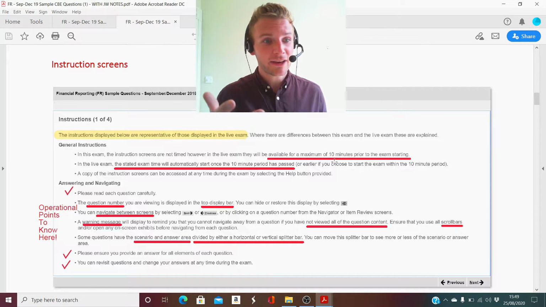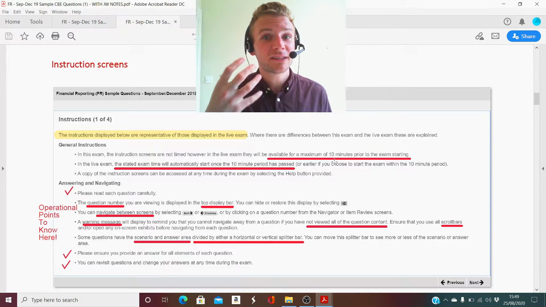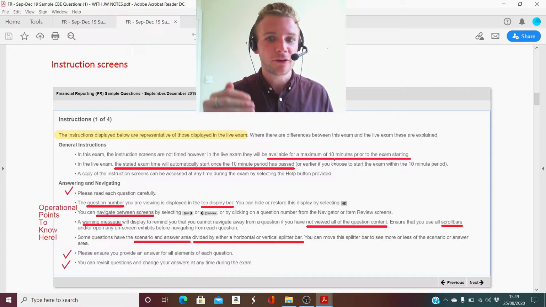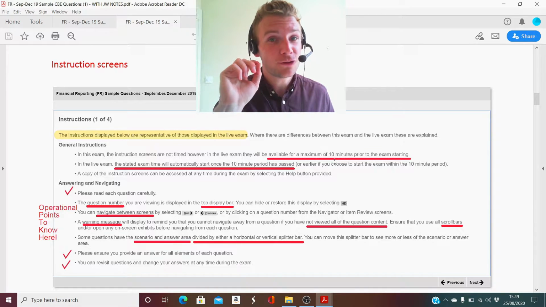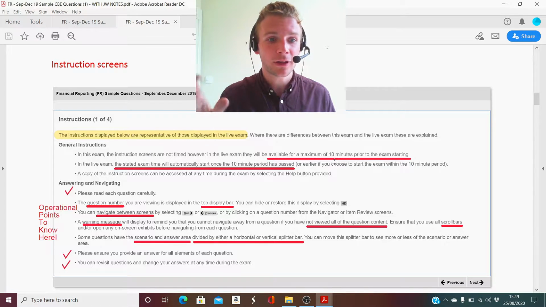Onto the answering and navigating. So these are just operational points that, again, if you log online and try some of the practice papers, you'll get better and better at them as well. So I'd highly recommend that you do them to time, review your answers, and then check back to how you've answered it and what they were looking for.